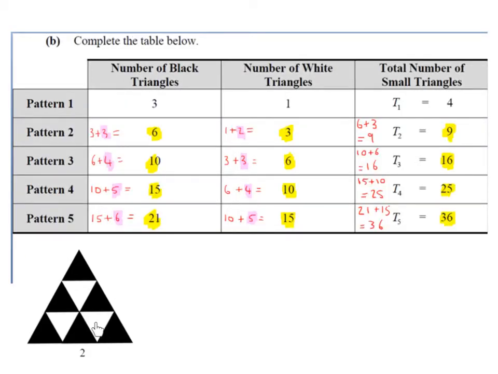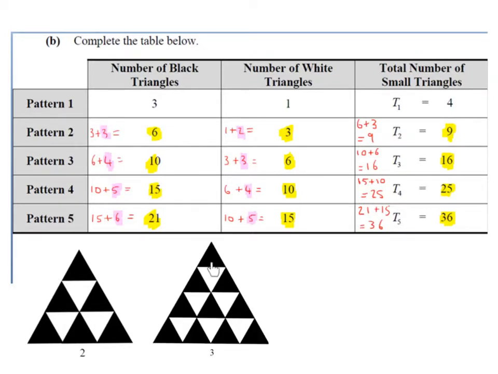So here we have term 2. We can see there's 6 black triangles and 3 white triangles, and 6 plus 3 makes 9. Then in the third term we have 10 black triangles and then 6 white triangles, and 10 plus 6 makes 16 small triangles all together in term 3.